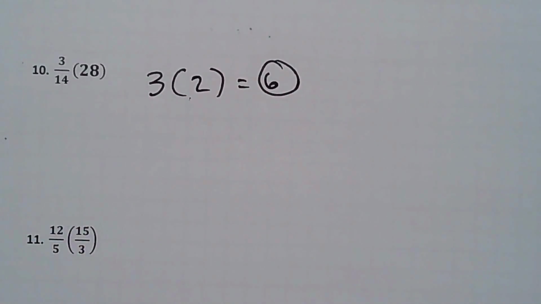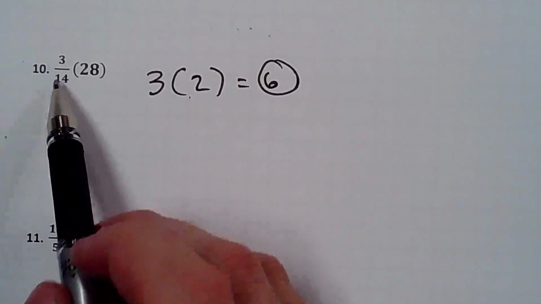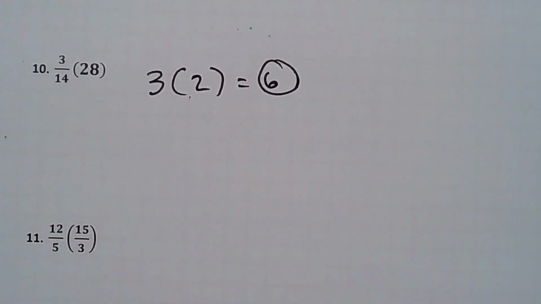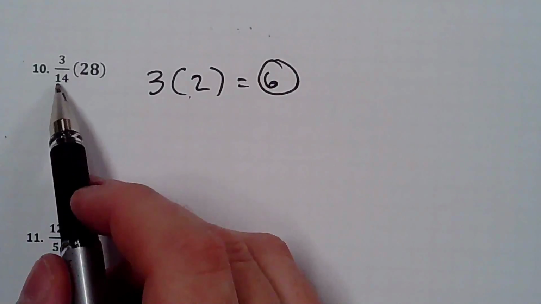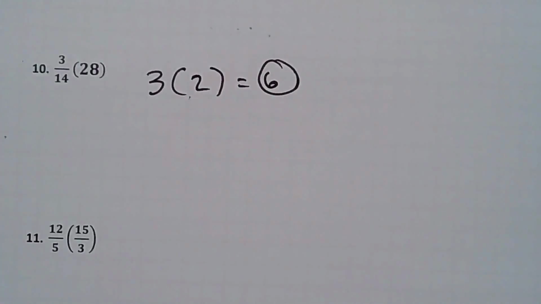I'll say, show me 3 ways to solve this. One way, 28 times 3 then divided by 14. 28 divided by 14, times 3 is the other way. 3 divided by 14 then times 28 is the third way. I don't suggest the third way. That one's kind of gross.